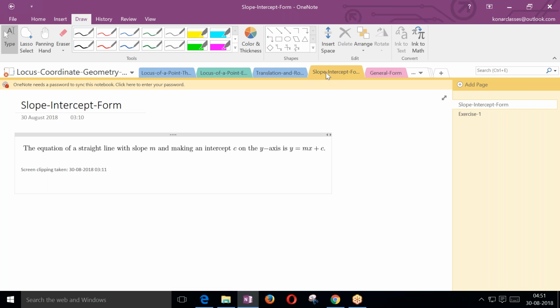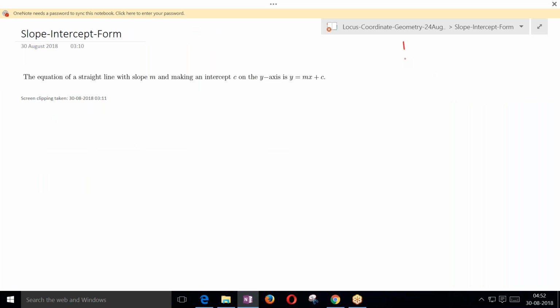I hope all of you are aware of what slope is. Suppose I draw here the coordinate axes, x dash, y dash, origin. Suppose this is a straight line, and this straight line makes an angle theta with the positive direction of the x-axis. Then what is the slope? AB is equal to tan theta. So this is known as the slope.